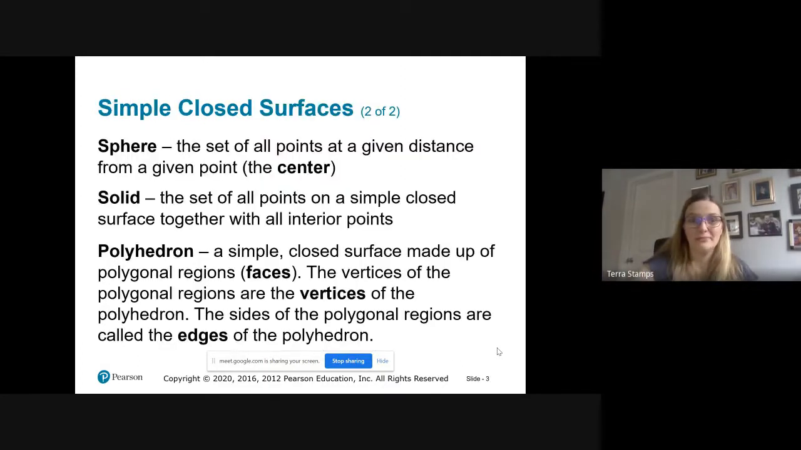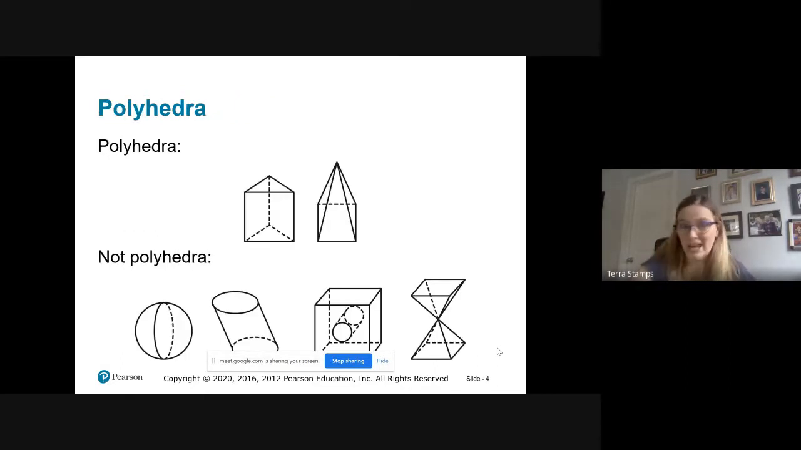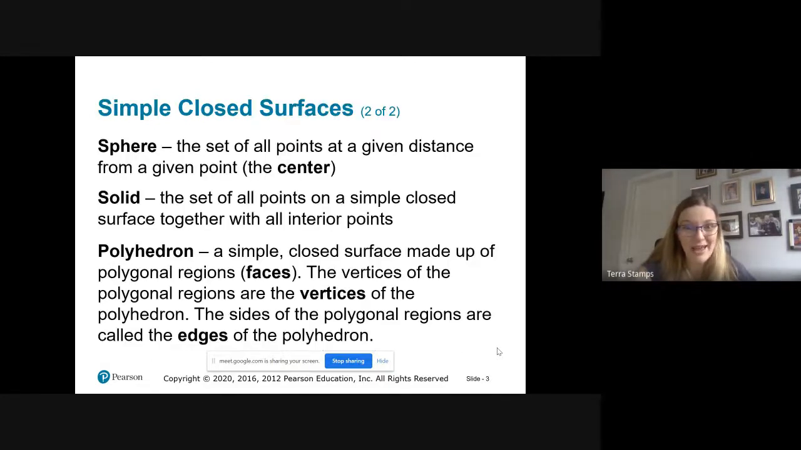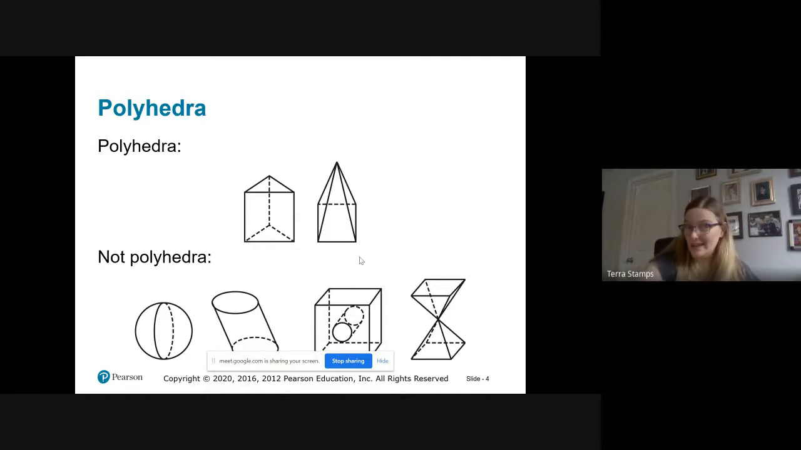So tell you what, let's go back. A simple closed surface made up of polygonal regions, as in polygon, as in line segments. So sphere, not line segments. Cylinder, nope, not line segments. All right, the other two look like they're going to be line segments, but let's go back. They're not simple closed surfaces, right? Remember, simple means it doesn't cross itself. Closed means it starts and ends at the same point. So those do not meet that criteria.